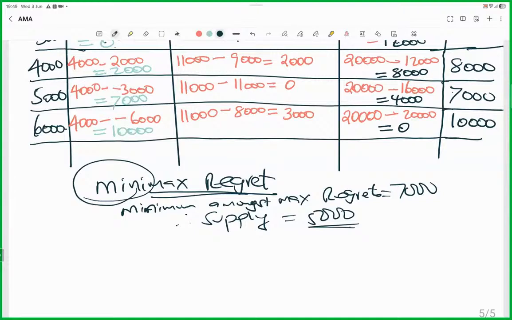Minimax regret. So here the most important thing is for you to know how to calculate the regrets. If you don't know how to calculate regrets, you get 0 for the entire question.